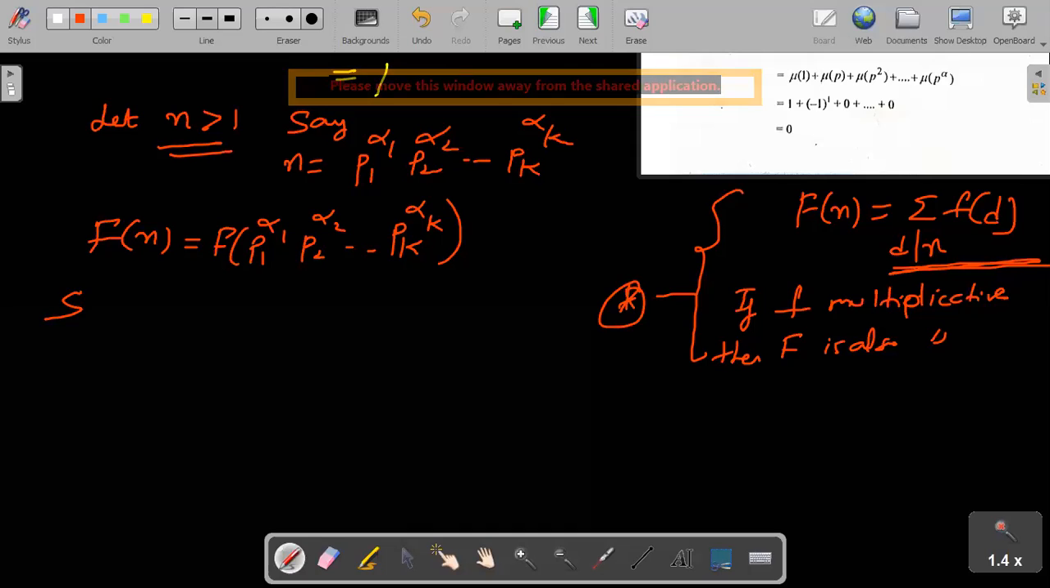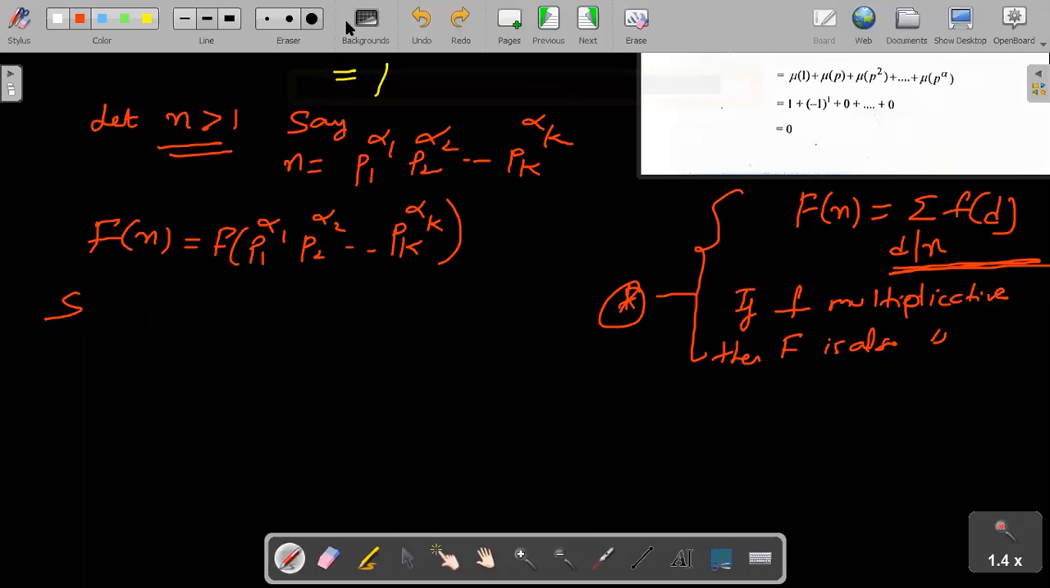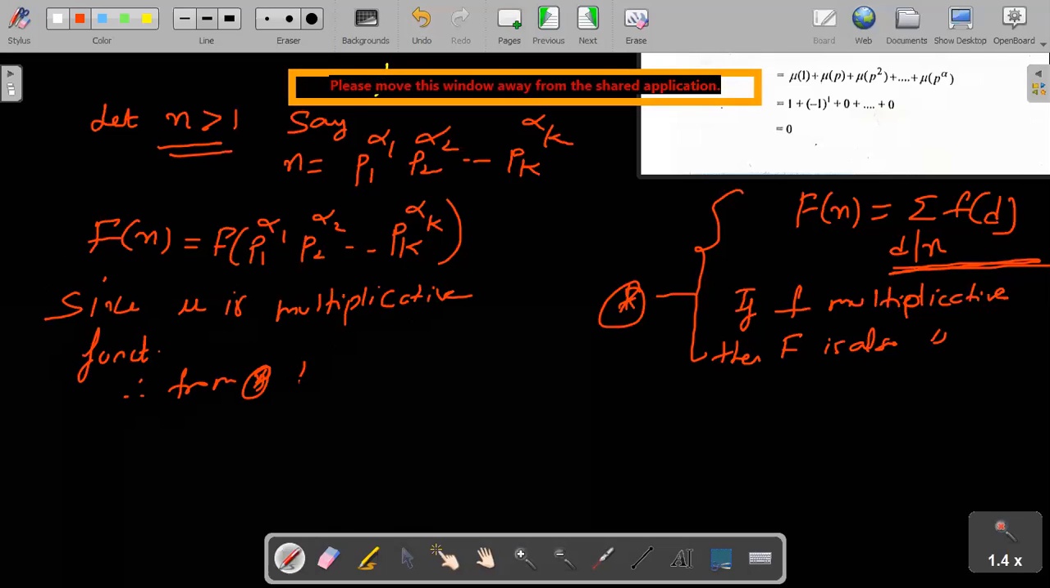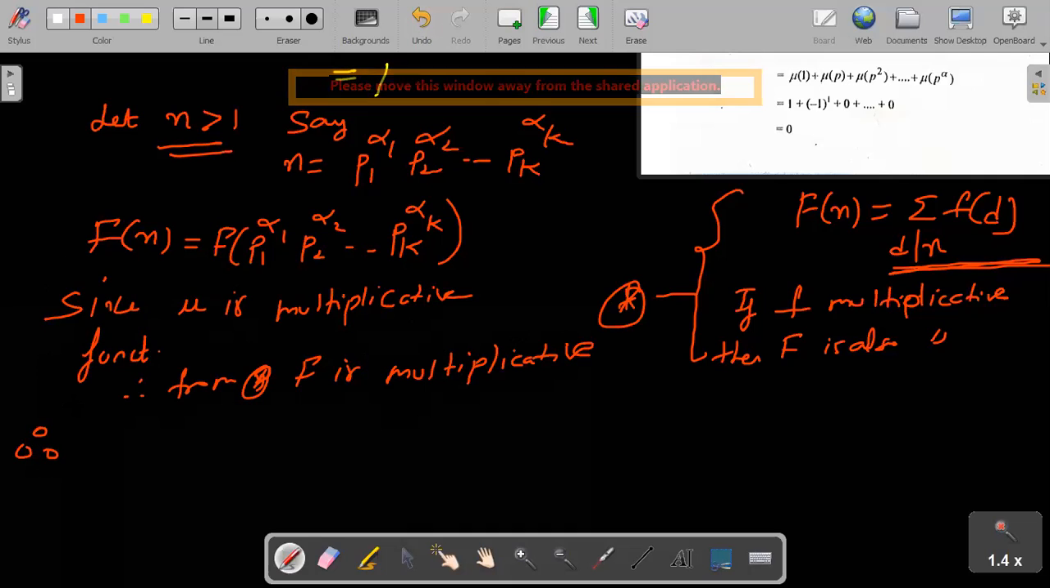Now since mu is a multiplicative function, therefore from star, capital F is multiplicative. So this means you can break capital F. So see, what is capital F of n?